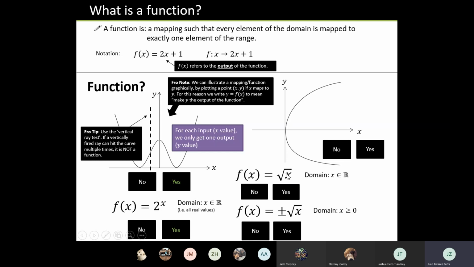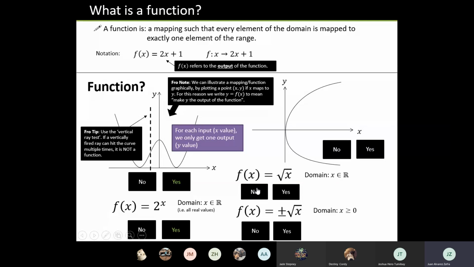Is f of x equal to root x for all real numbers? And the answer is, well, it does map to just one output value, but can we cope with all real numbers? Can we take the square root of a negative number? And the answer is, for real numbers anyway, no. So is this a function? Well, the formula is fine, but the input sets are not. We should really restrict this to real numbers greater than or equal to 0. So if we try to put negative numbers in here, we're going to have a problem. We're not going to be able to cope with those values in the domain.